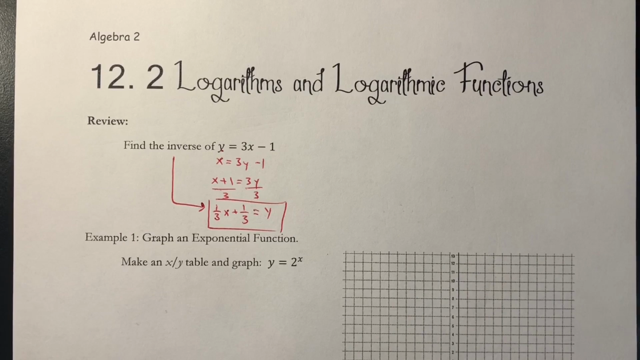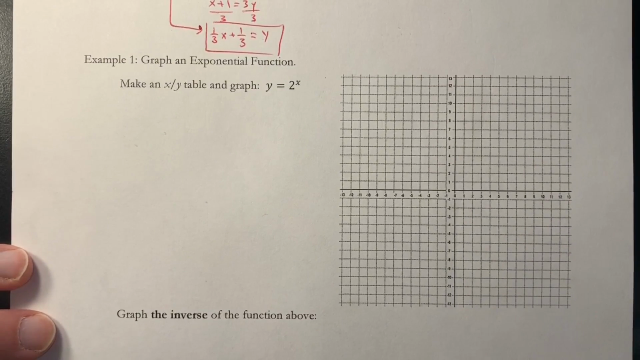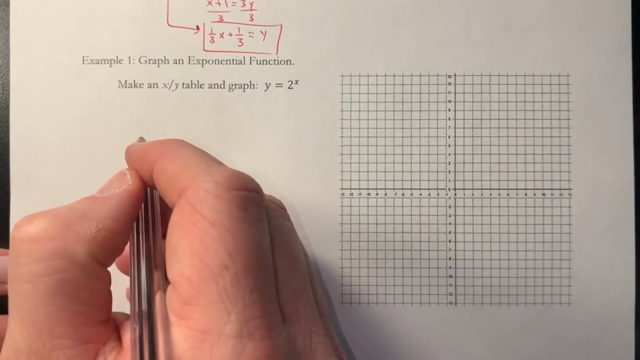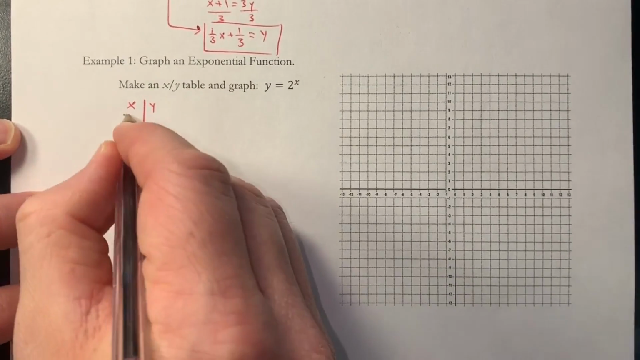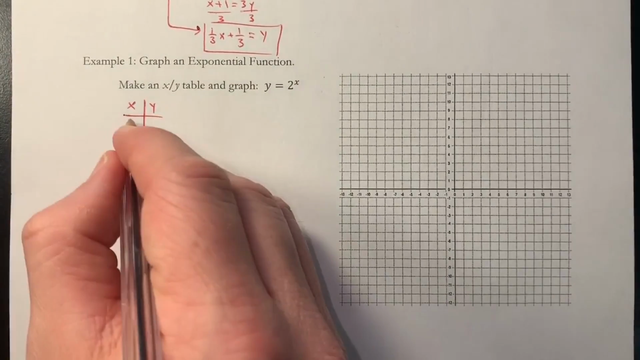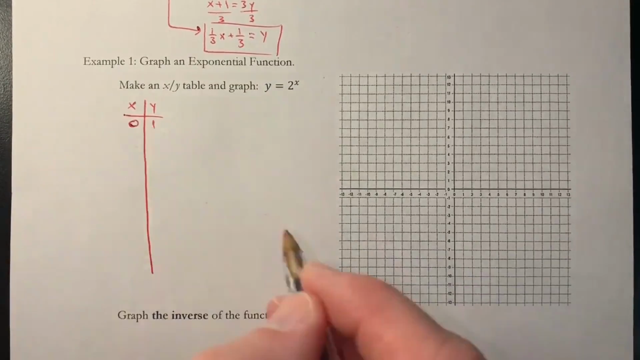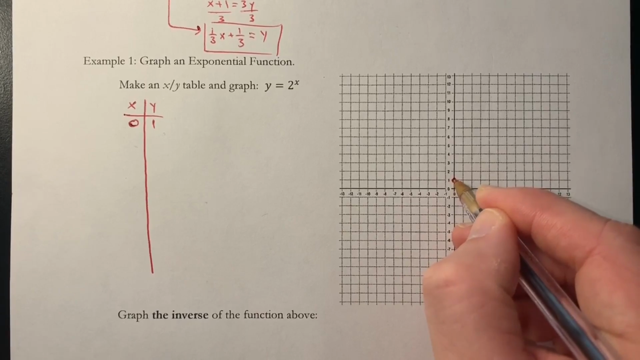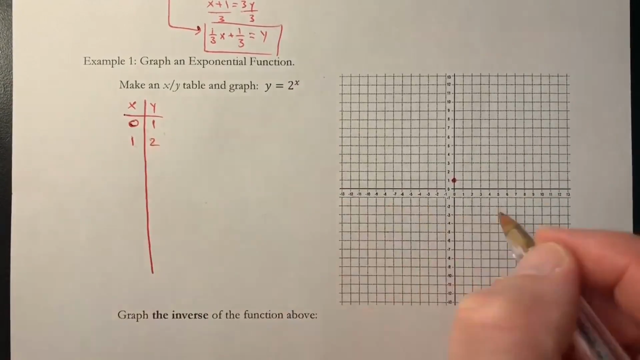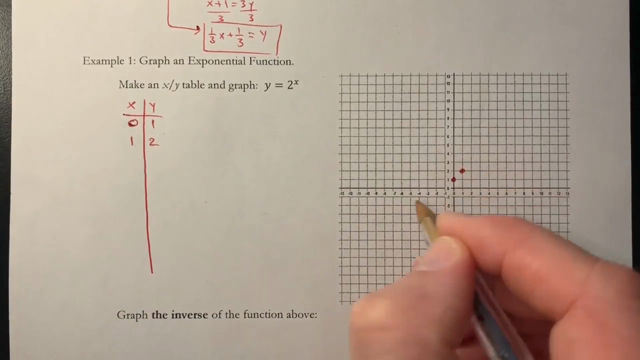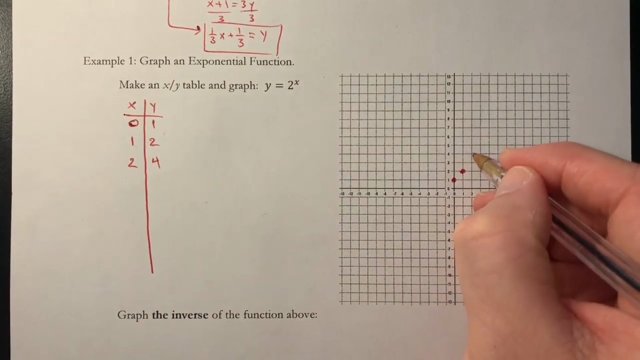Okay, so next up we are going to graph an exponential function. We're going to start with an xy table. We'll start with x equals 0, and anything to the 0 power is 1. X equals 1, so 2 to the first power is 2. X equals 2, 2 to the second power is 4.